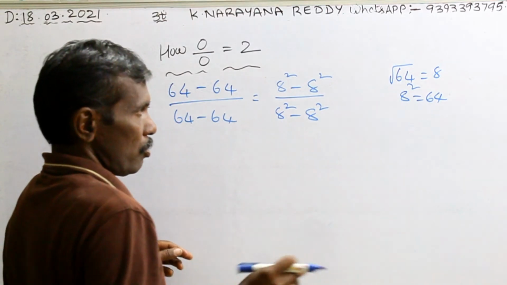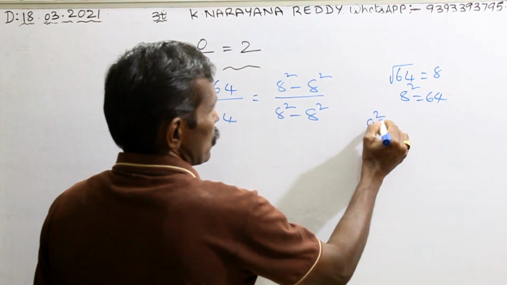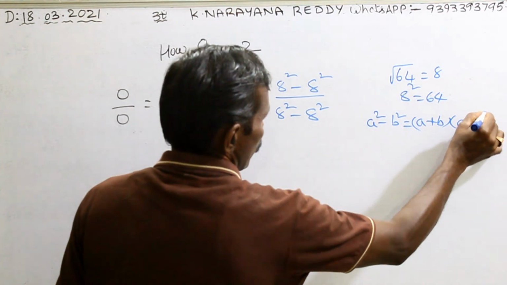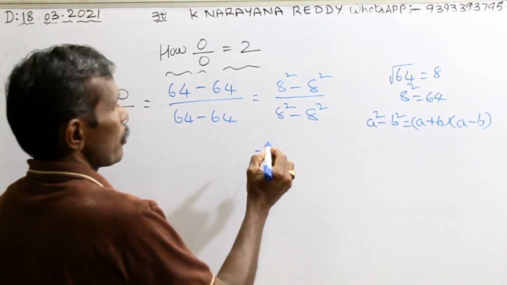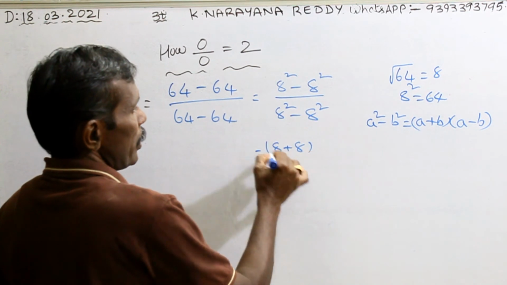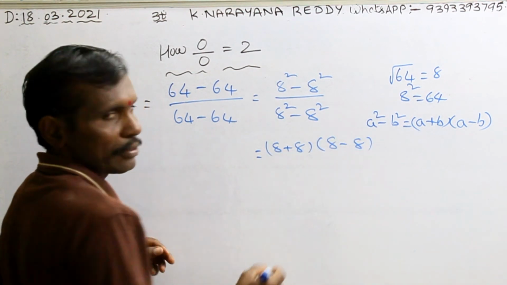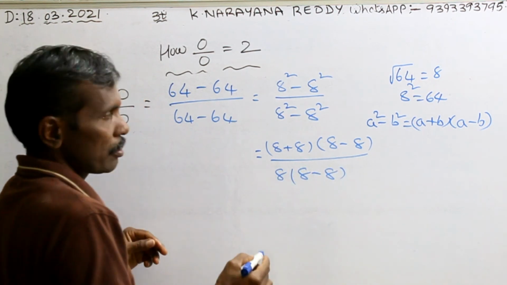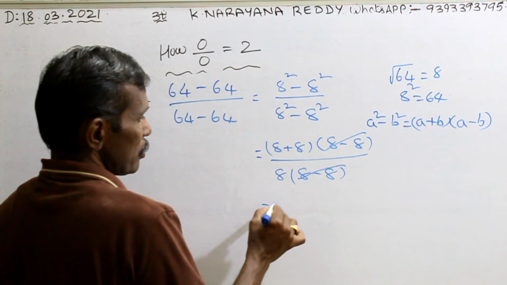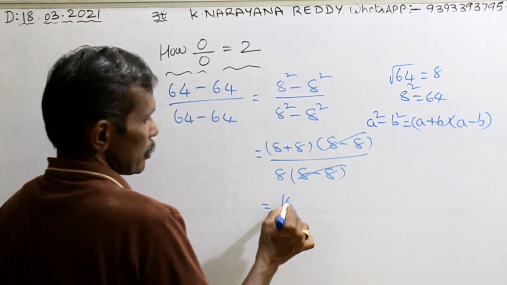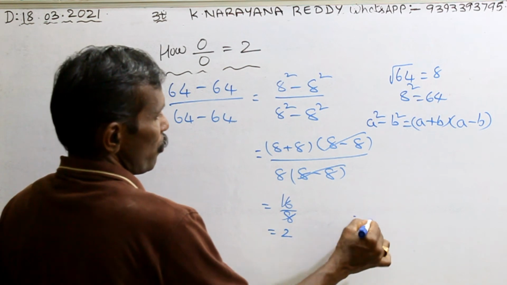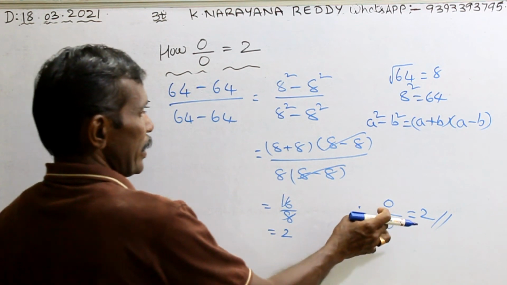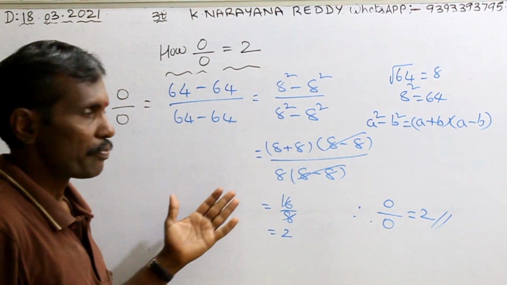Now, already you know by the algebra, a square minus b square equals a plus b into a minus b. According to that formula, 8 plus 8 into 8 minus 8, by the same common 8 minus 8. 8 minus 8, 8 minus 8 cancel. 16 divided by 8 is nothing but 2. Therefore, 0 by 0 equals 2. That's all. Take any number or a digit, you definitely get 2.